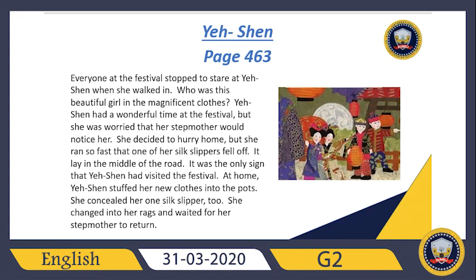At home, Yi Xin stuffed her new clothes into the pots. She concealed. What is the meaning of concealed? Hid. She hid her one silk slipper too. She changed into her rags and waited for her stepmother to return. She didn't want her stepmother or stepsister to know about her visiting the festival, so she hid everything. She hid them in the pots.